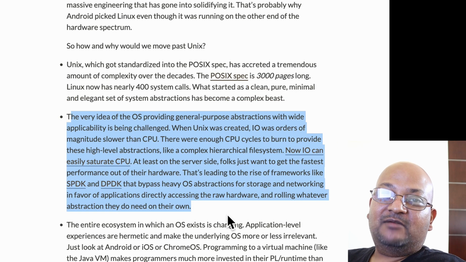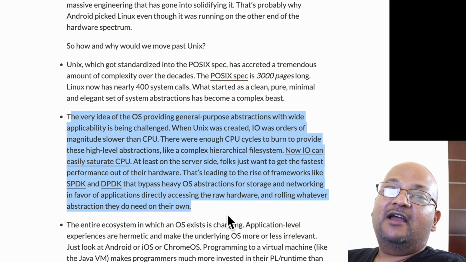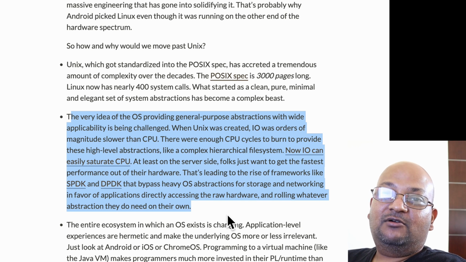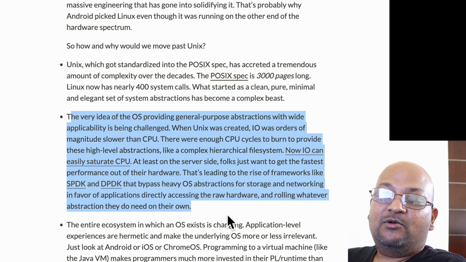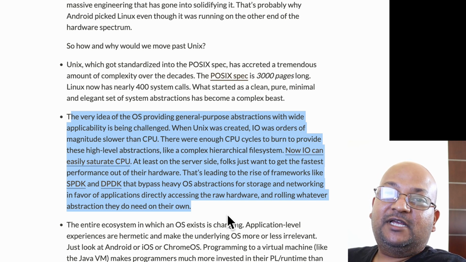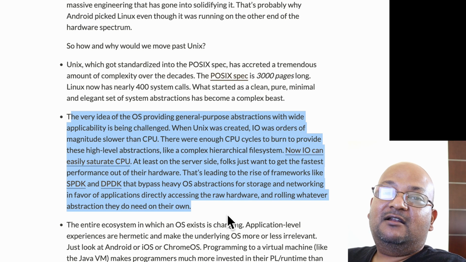At the same time, the hardware landscape has also changed a lot. Back when Unix was first developed, I/O was orders of magnitude slower than CPU. And so that gave you a lot of CPU cycles to burn to provide all these high-level abstractions like a hierarchical file system. But fast forward to today, CPU speeds have plateaued, and cutting-edge I/O devices like the fastest network cards can easily saturate a CPU.